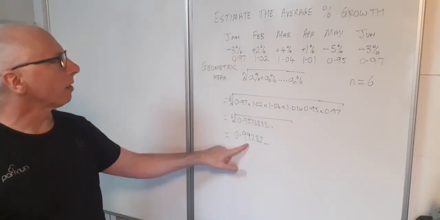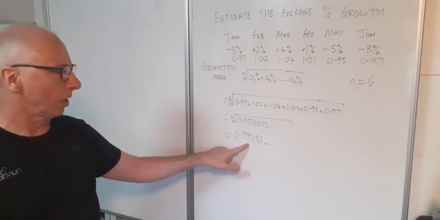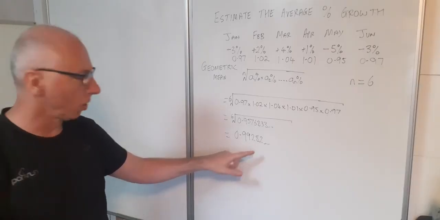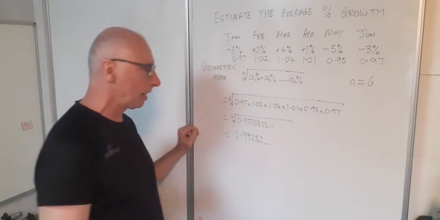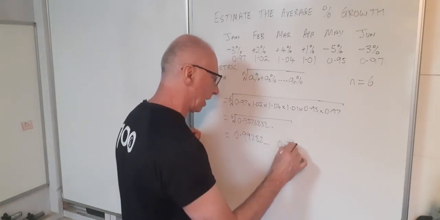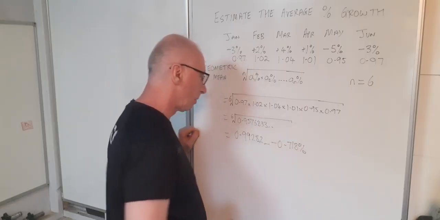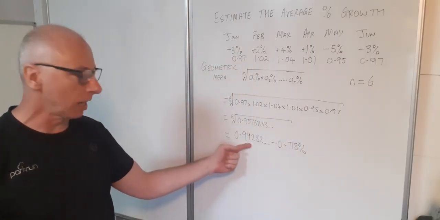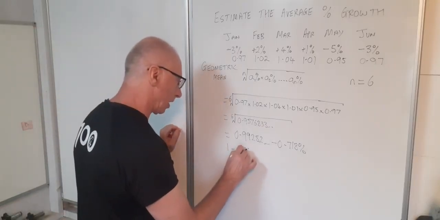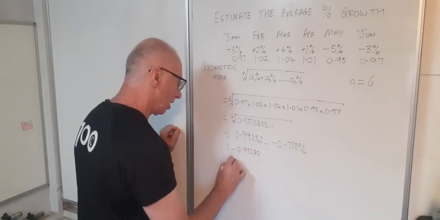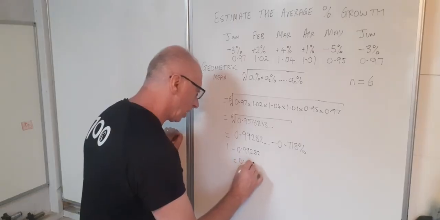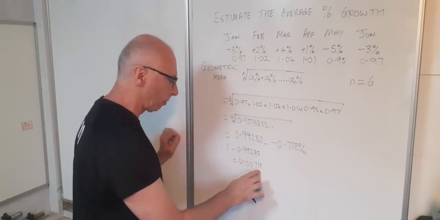So now then, estimate the average percentage growth. So that 0.99282 will give me a decrease of 0.718%. So the way I got to that is I took 1 minus 0.99282. So that gave me 0.00718. And you can see where the 718 comes from.